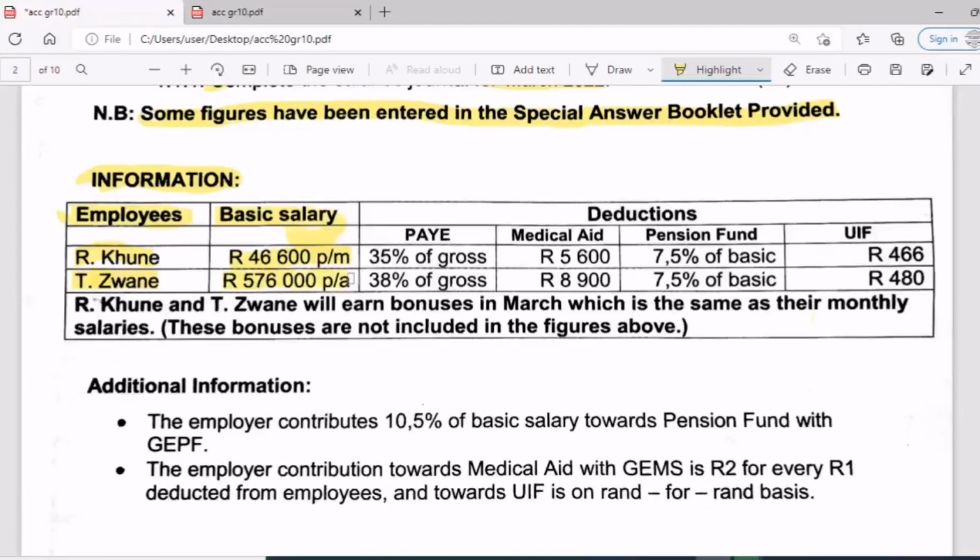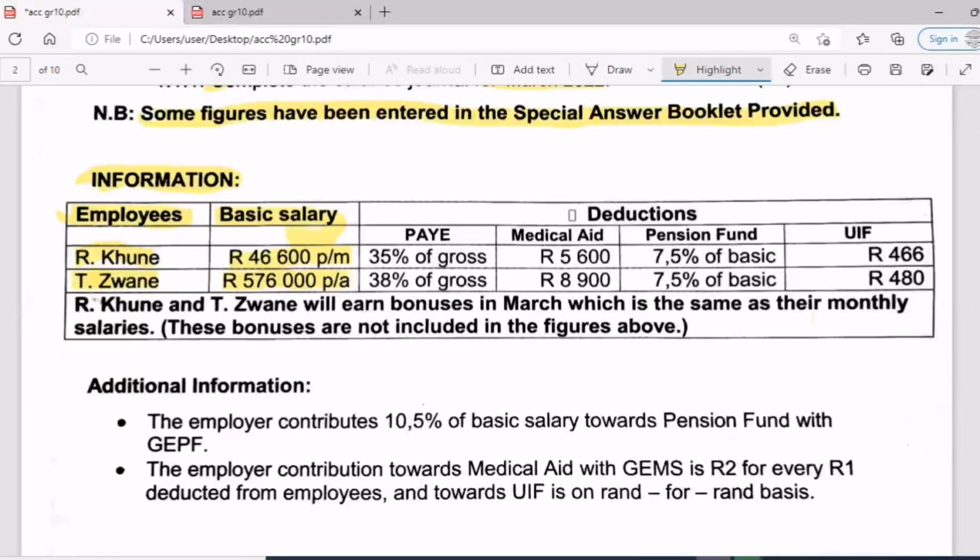And mind you, I told you earlier on that the salaries journal is prepared on a monthly basis. So if you are given an annual amount, you should convert it so that it becomes the salary per month. This annual salary, we must divide it by 12 so that we get the monthly salary. We're going to do that. For now, we are just reading the information. When answering the question, I will show you all the calculations.